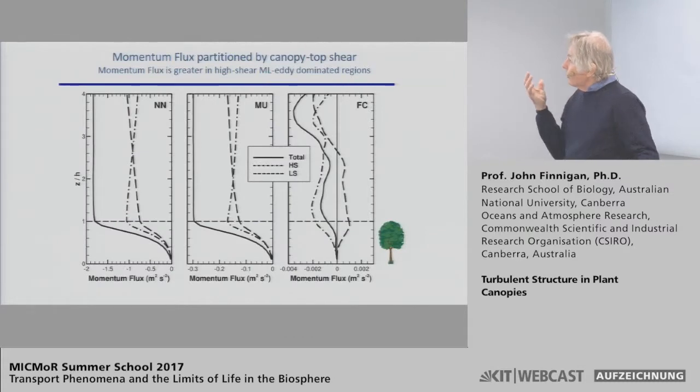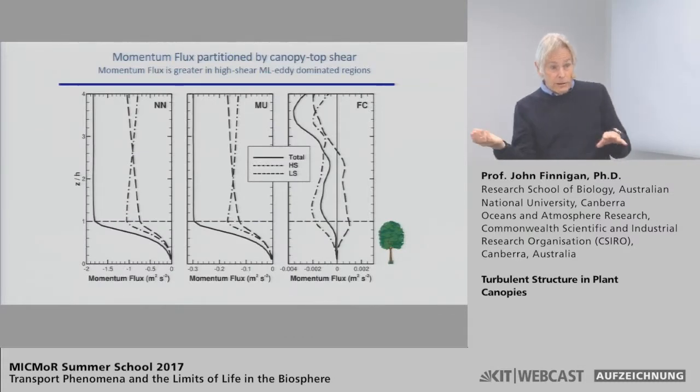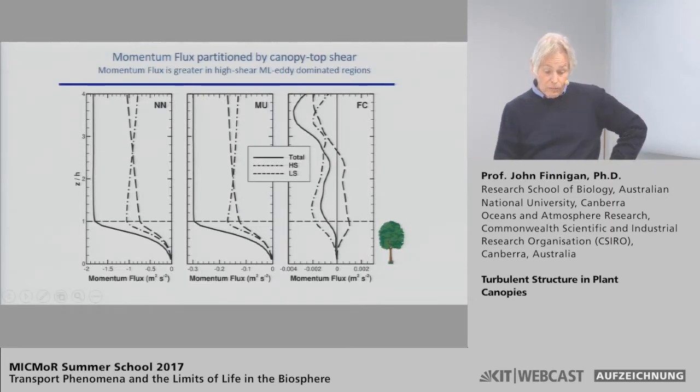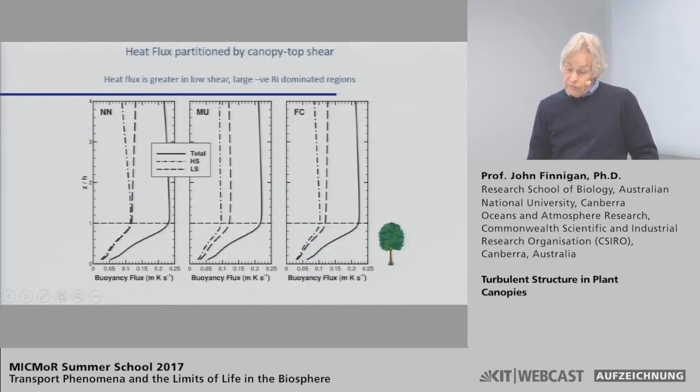And we can partition then the momentum flux that we measure with heights up to 4 canopy heights by looking at high and low shear regions. So in the near neutral case, what we see is that the momentum flux is higher near the canopy in high shear regions than it is in low shear regions. That crosses over at about 2.5 canopy heights. In the moderately unstable case, similar kind of picture. And of course, there's not really any momentum flux in the free convection case.